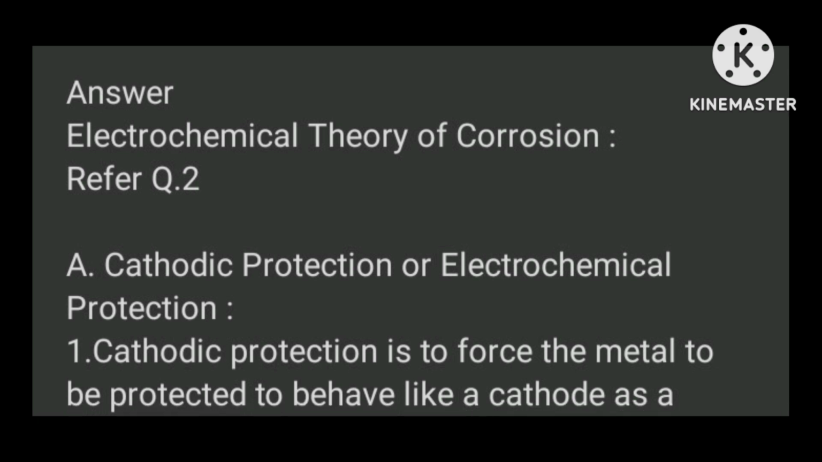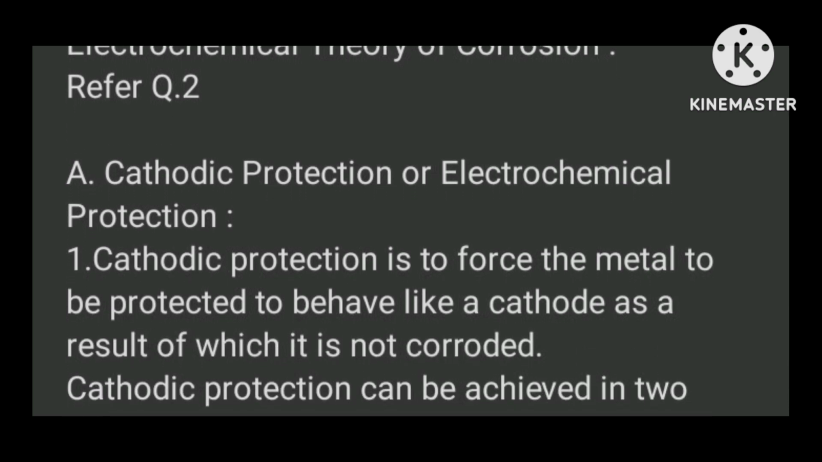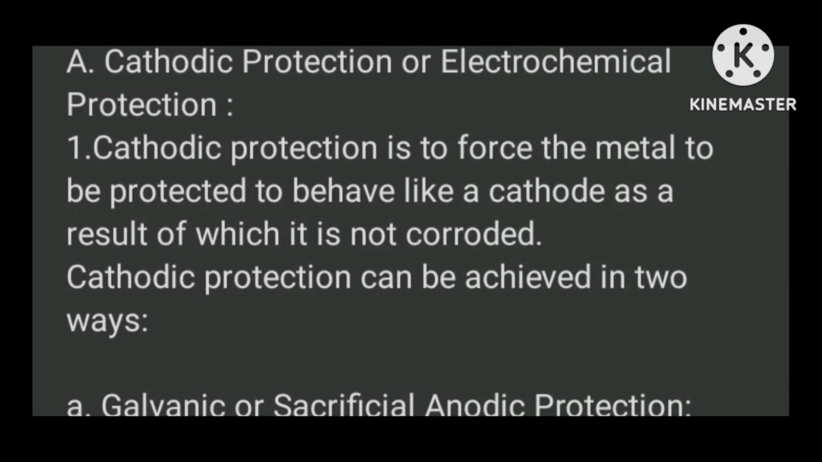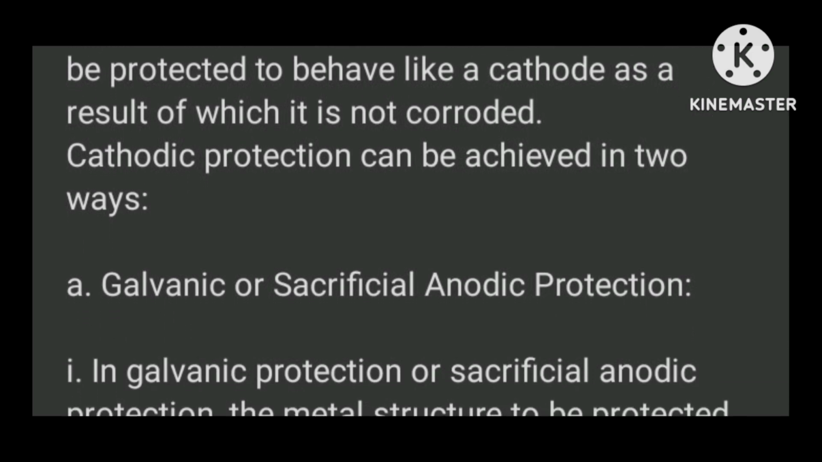Cathodic protection or electrochemical protection. First, cathodic protection is to force the metal to be protected to behave like a cathode, as a result of which it is not corroded. Cathodic protection can be achieved in two ways: A. Galvanic or sacrificial anodic protection.